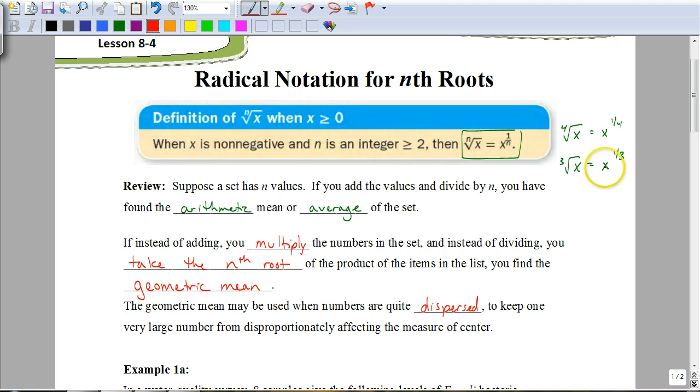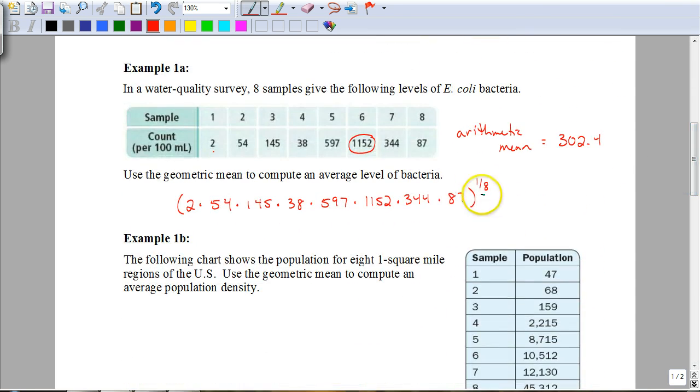Saying x to the 1/3 power is the same as the cubed root. So me writing this to the 1/8 power is the same as saying we're taking the 8th root. And when you do that on your calculator, you end up getting 102.6, or about 103 parts per million, per 100 milliliters.